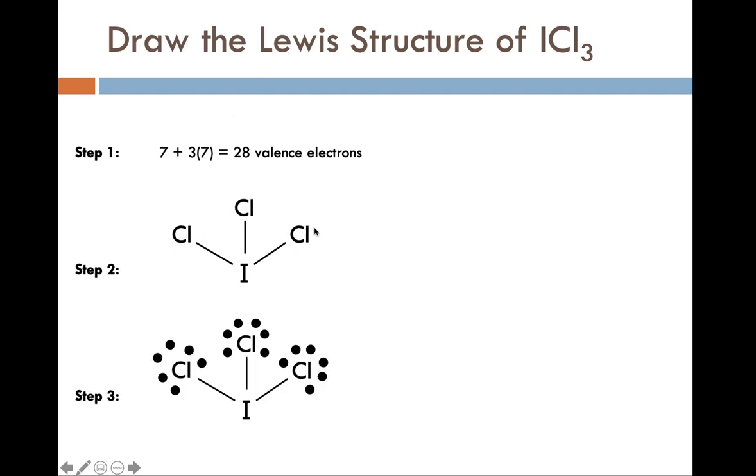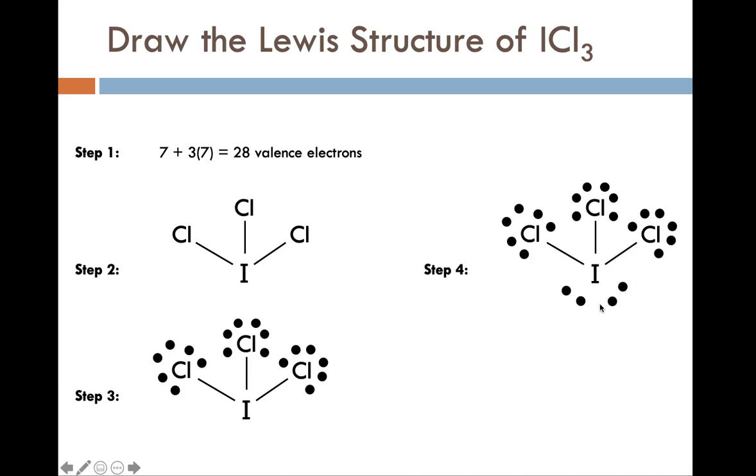Once we've filled all our chlorine lone pairs, our next step is to look at how many electrons we've used. We started with 28. In this current skeletal structure we have 24, 8 on each chlorine. So 28 minus 24, we have 4 left over, which means all those leftover electrons always go on the central atom, even if it gives the central atom an expanded octet. In this case we add those extra electrons to iodine. That does mean iodine has 10 total electrons around it: 2, 4, 6, 8, 10.